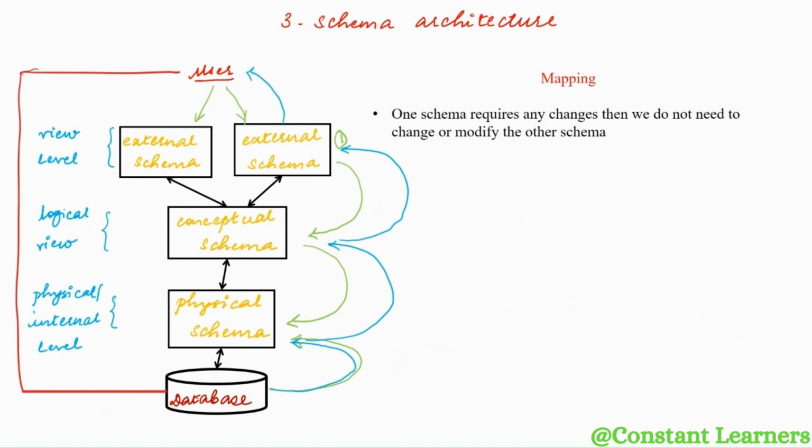So when the request is moving from the external schema to the conceptual schema, that is, in between these two schemas, we call it external conceptual mapping. And when the request is moving from the conceptual schema to the physical schema, or vice versa, that is between the conceptual schema and the physical schema, we call it conceptual physical mapping. I hope that until now everything is clear.